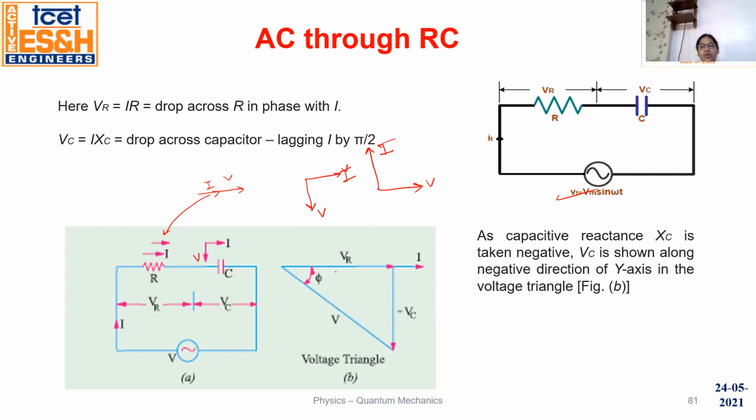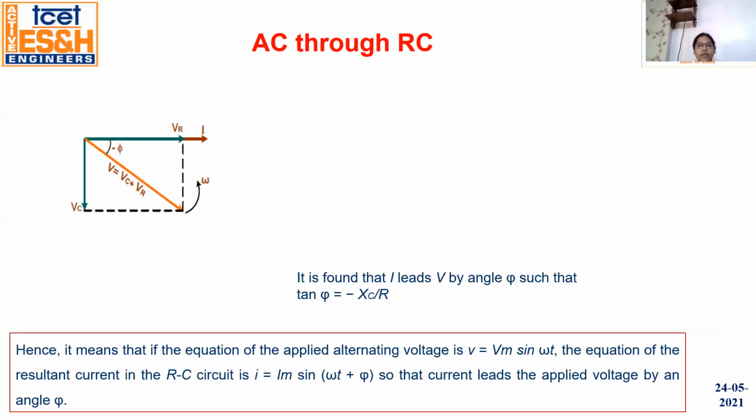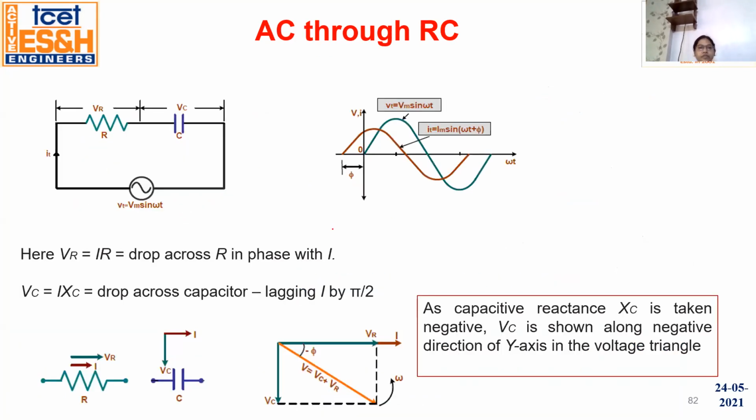So the voltage triangle you can make like this. This is the VR, voltage across resistance, which is in the same phase as the current. And this is the voltage which is 90 degree lagging behind the supply current. So this is VC. If you make the resultant voltage, this is the V. Okay. So here you see the waveform of the capacitance and resistance combination circuit.